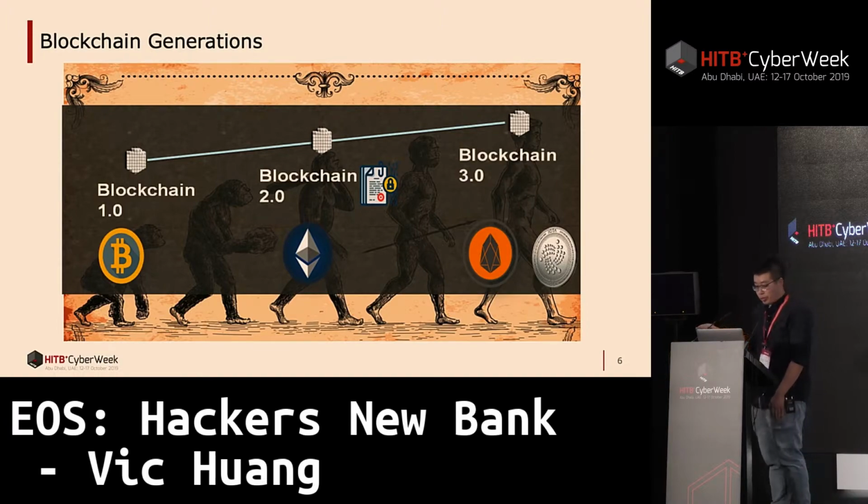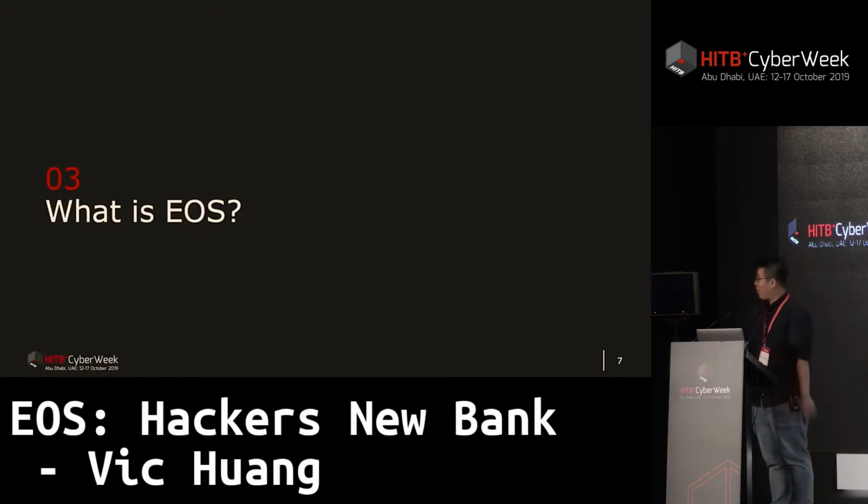Generation 3 of the blockchain extends the domain into areas like IoT. Some generation 3 applications, like EOS, aim to improve the problems of generation 1 and generation 2. So this is our topic: what is EOS?